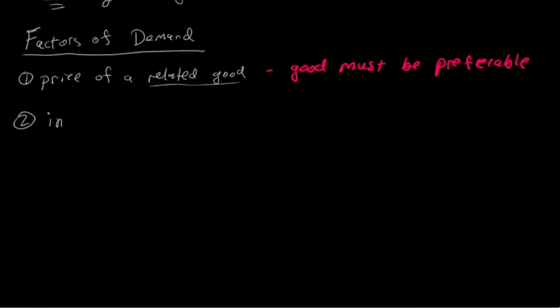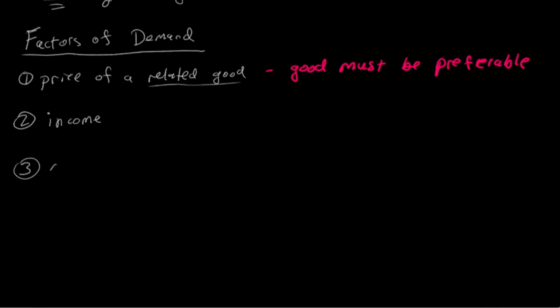The second factor is income. So a consumer has to be able to afford the good that they want in order to participate in that demand. If the price of a good is really low, like if pizza is all of a sudden $1 per slice, we're going to see an increase in the quantity demanded, as opposed to pizza being $20 a slice, where we'll see a sharp decrease in the quantity demanded.